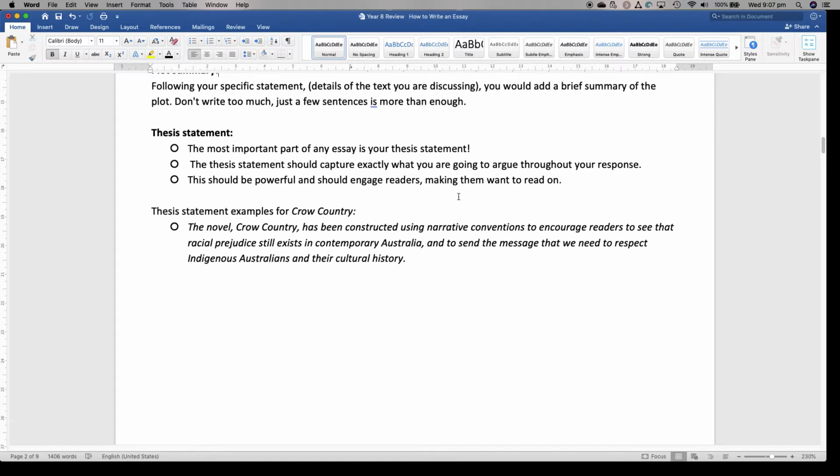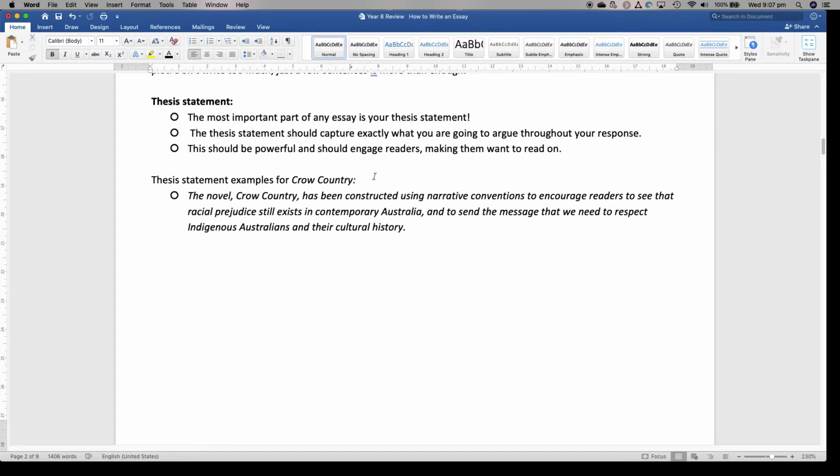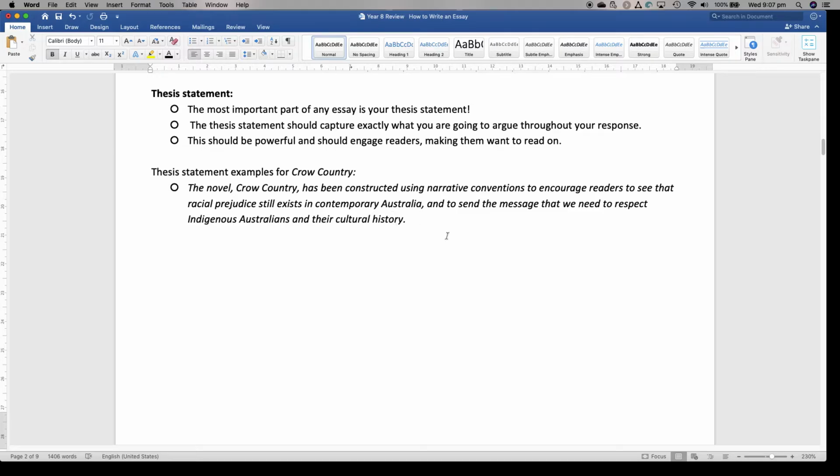Alright, here's the tricky one, the thesis statement. Like I said before, if you get this right, you're going to write yourself a really awesome essay. So what you need to do is capture exactly what you're going to argue throughout your response. And this should be powerful and should engage readers, and it should make them want to actually read your response. It should give them something to challenge the way they're sort of thinking, so that they go, wow, that's a really solid idea. Let's see how you're going to argue it in your body paragraphs.